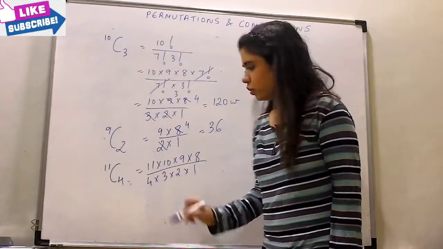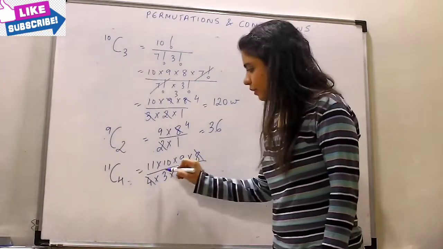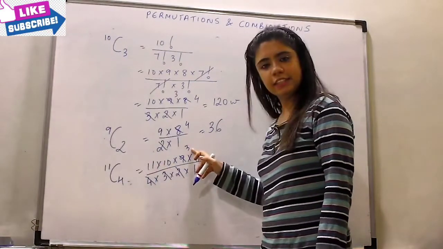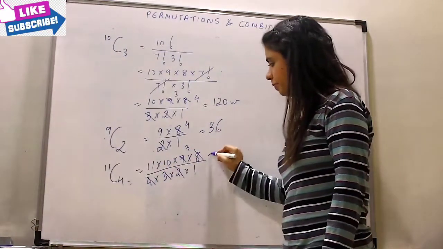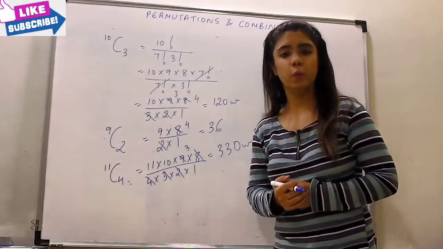So 4 twos are 8, and this 8 will get cancelled. 3 ones are 3, 3 threes are... 11 threes are 33. 33 into 10 becomes 330, and that becomes my answer, 330 ways.